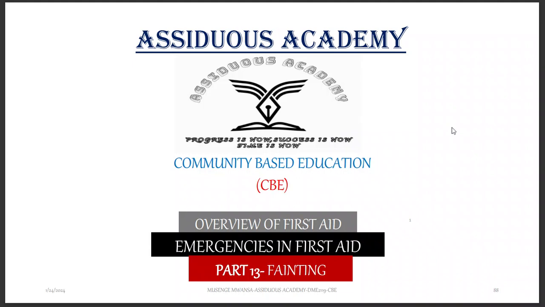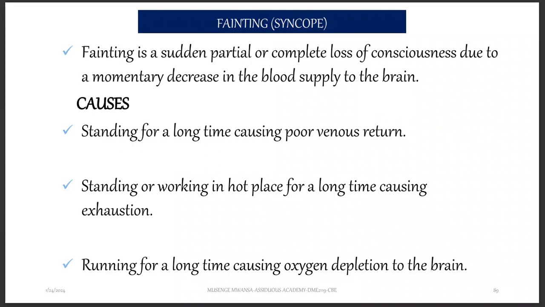Now we'll talk about the 13th emergency in first aid, which is fainting. Fainting is a sudden partial or complete loss of consciousness due to a momentary decrease in the blood supply to the brain. There's not enough blood going to the brain, and so you become unconscious. It can be a sudden, partial, or complete stop of consciousness.